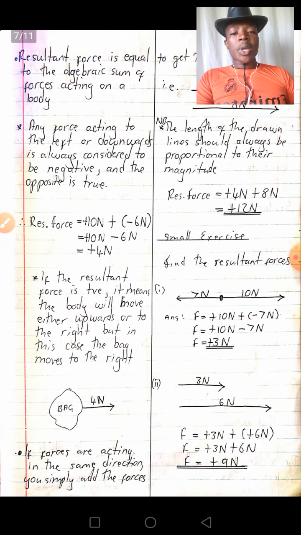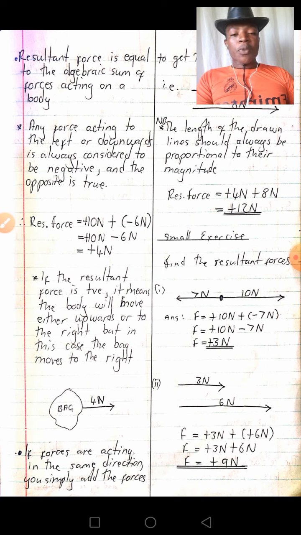Resultant force is equal to the algebraic sum of forces acting on a body. Any force to the left or downwards is always considered to be negative, and the opposite is true. By opposite, I mean any force to the right is positive, any force upwards is also positive.